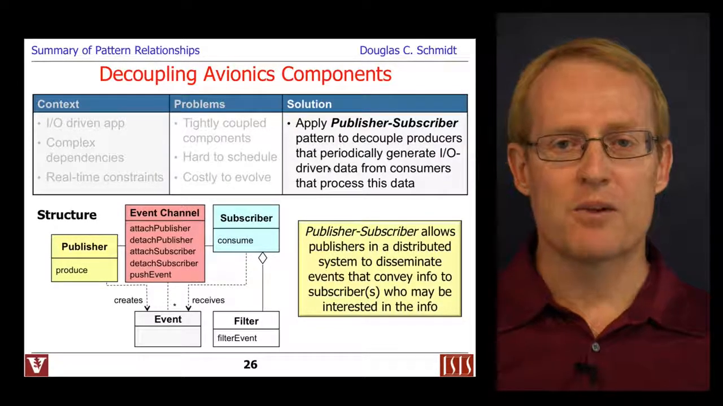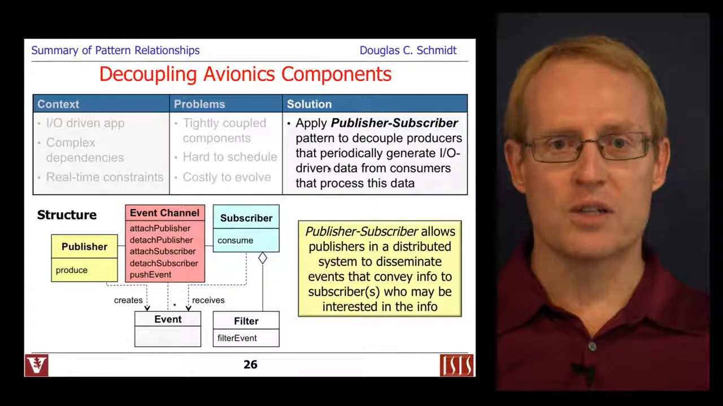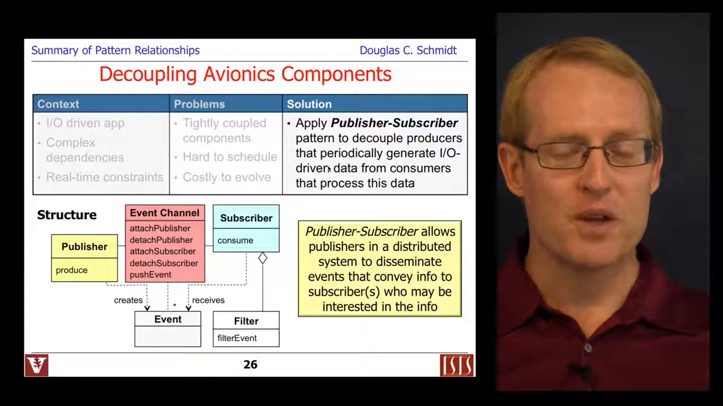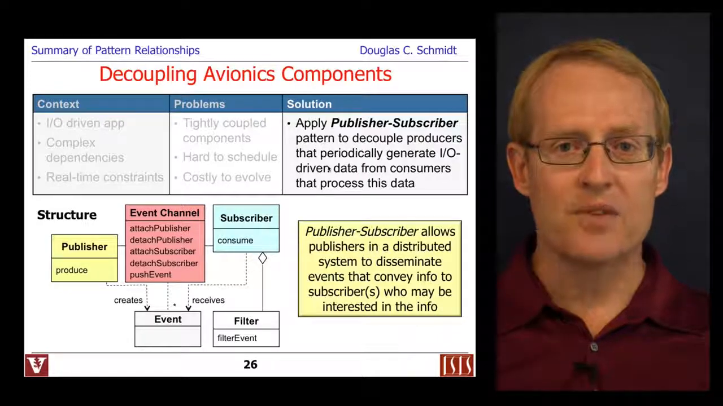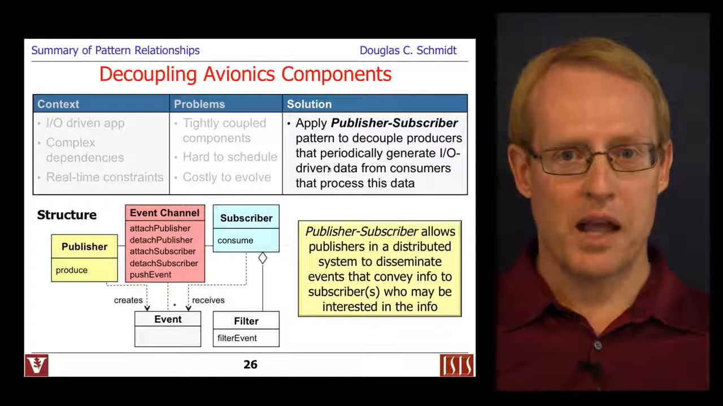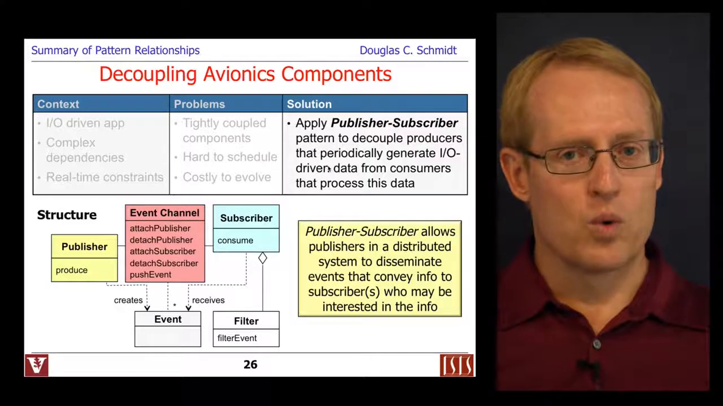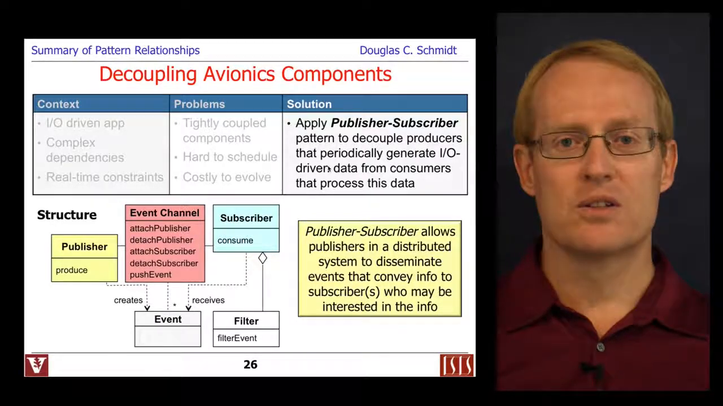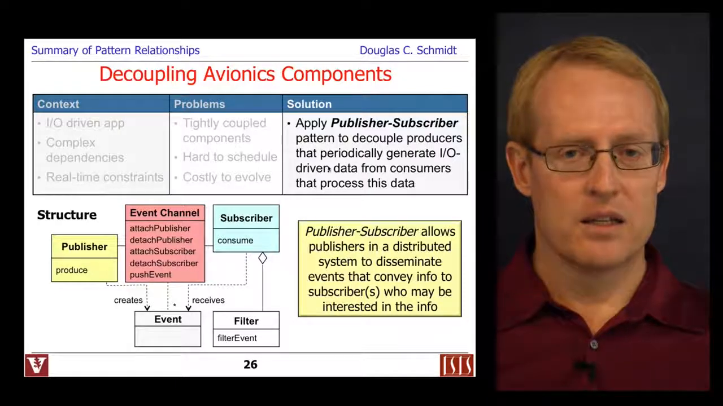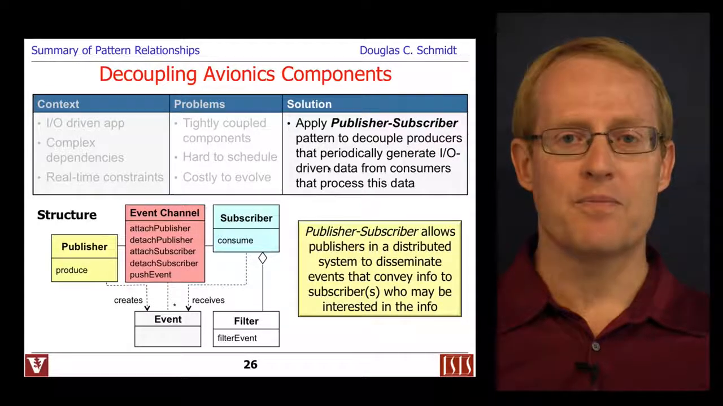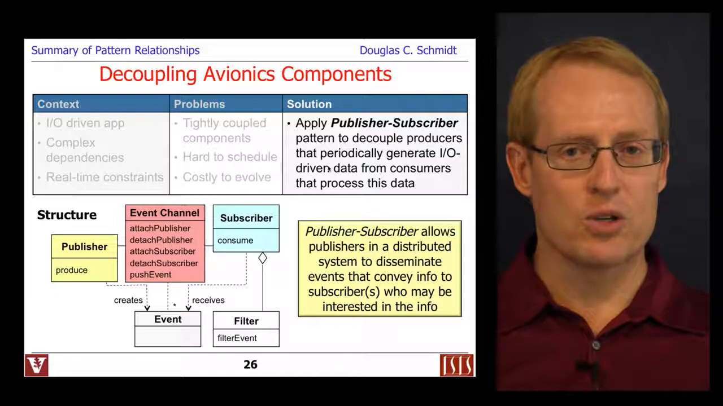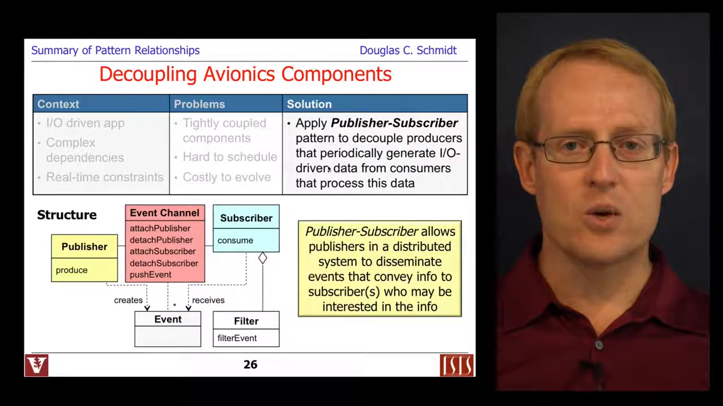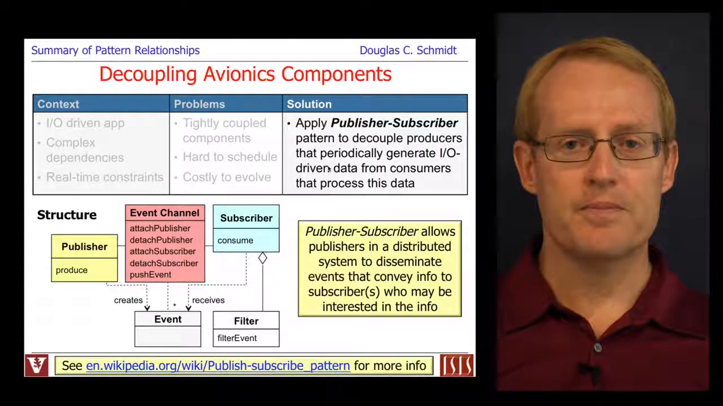The structure of this pattern has a number of canonical roles. It typically has something called an event channel, which is basically a mediator that sits between the publishers and subscribers. When the subscribers register themselves or attach themselves to the event channel, they indicate the types of events that they're interested in, and the event channel then makes sure to disseminate those events only to interested subscribers.